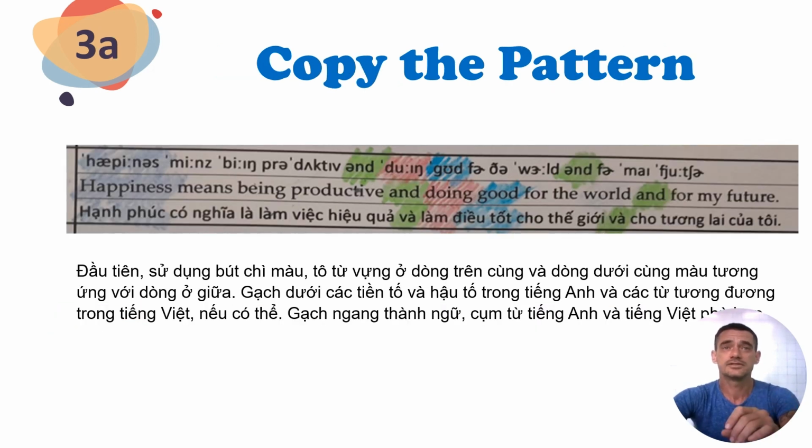First, using colored pencils, color the vocabulary in the top line and the bottom line the same color as the middle line. Underline the prefixes and suffixes in the English and their equivalents in the Vietnamese, when possible. Draw a line through idiomatic language in the English and in the matching Vietnamese.